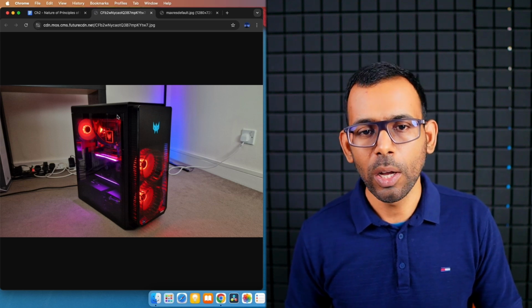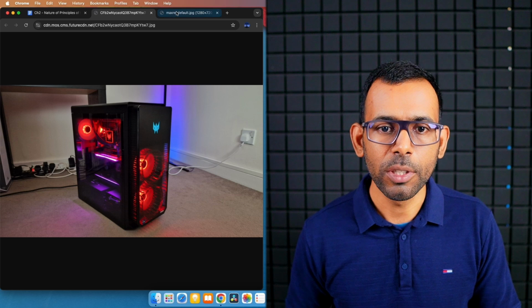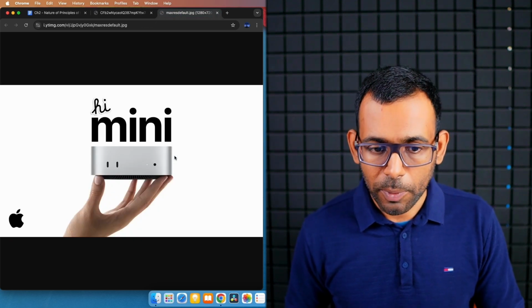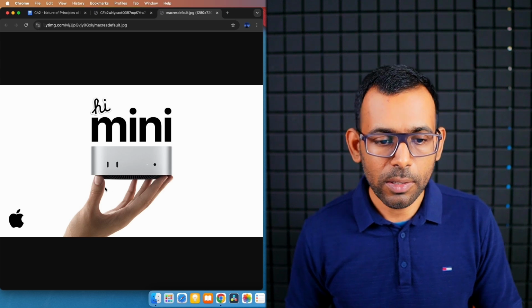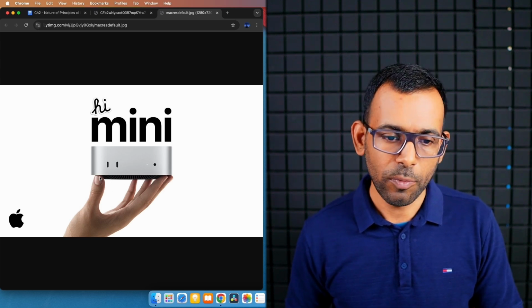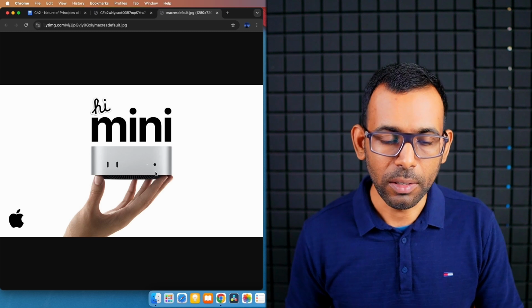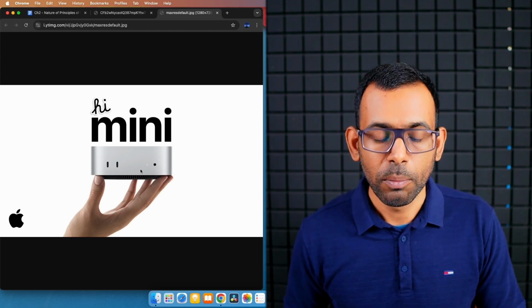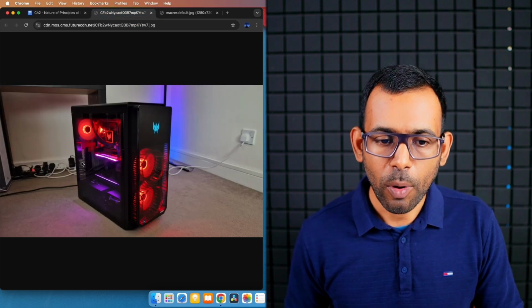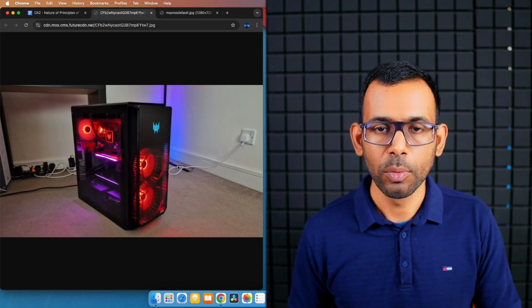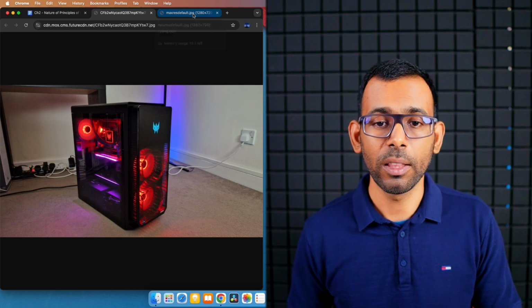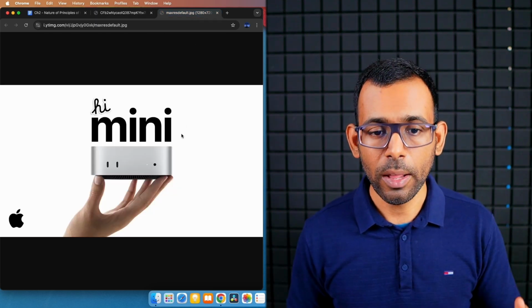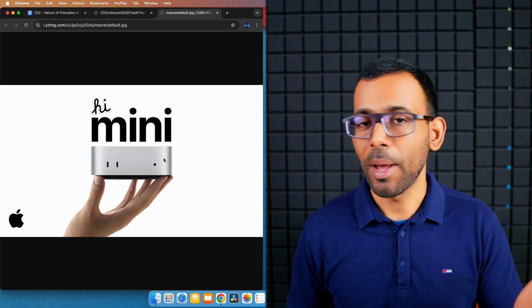Now I will show you a contrast picture to this, which is the Mac Mini. You see, this is Apple's Mac Mini. How simple it is. It just fits within the palm of your hand, isn't it? So small, so light, but it does the same job that this gaming PC could do, or maybe even a little faster, a little more than that. The very video that you are watching right now is being recorded and edited on a Mac Mini only.